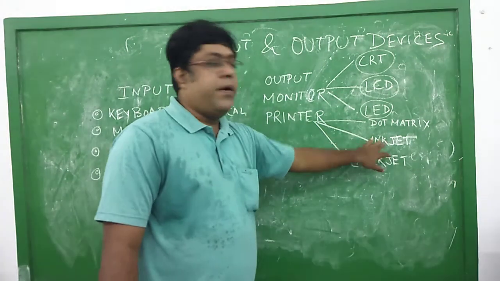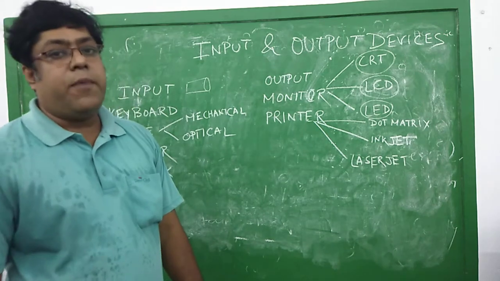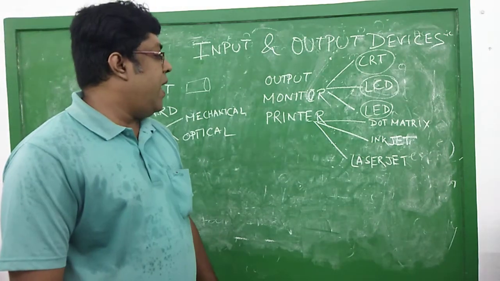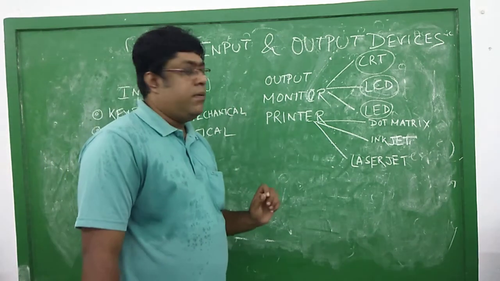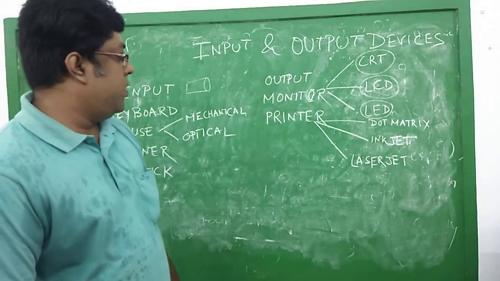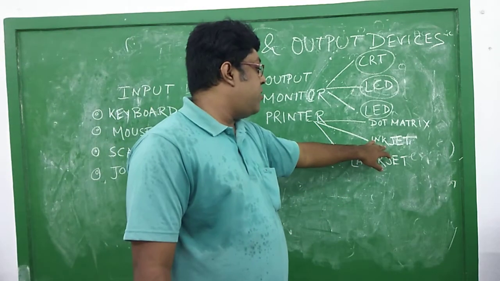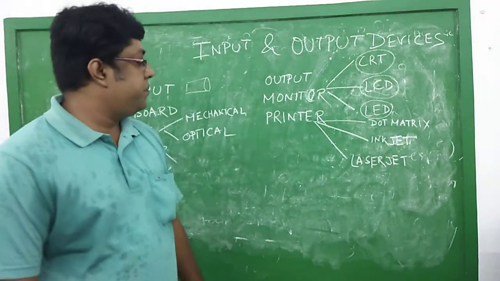Next, inkjet printer. Inkjet printer is made with liquid ink present over there, and it is sprayed on the paper and creates the images on the paper. We can also get the picture image as well as the character image by using the inkjet printer.